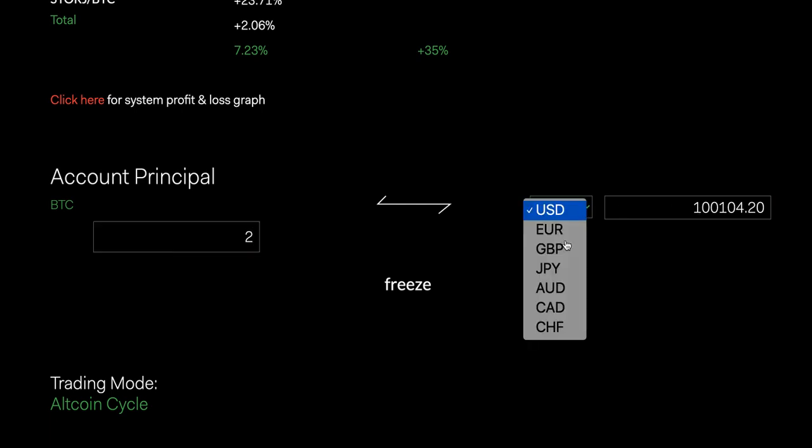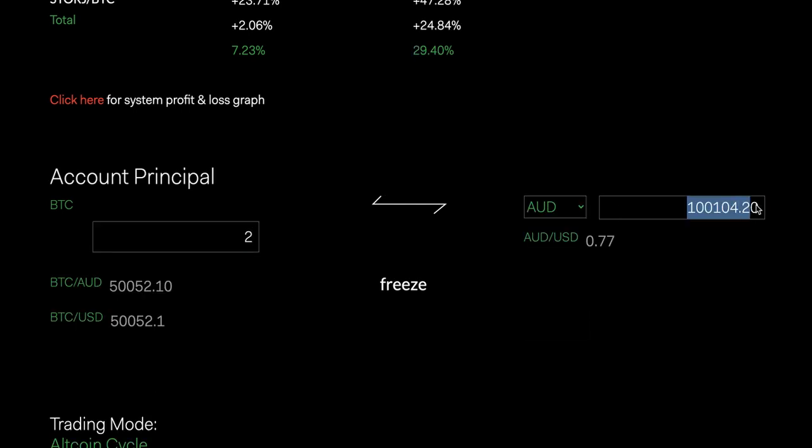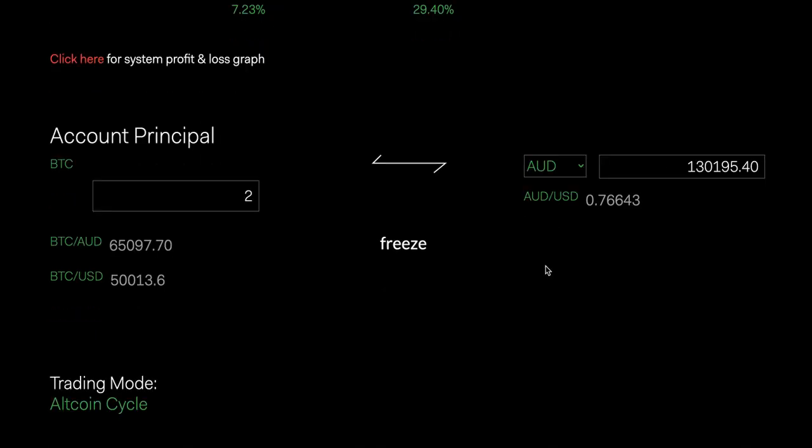Or you can put in US dollar or Australian dollar. I could put in $50,000 Australian. You have to unfreeze it to be able to enter Australian dollars. And it calculates the exchange rate.